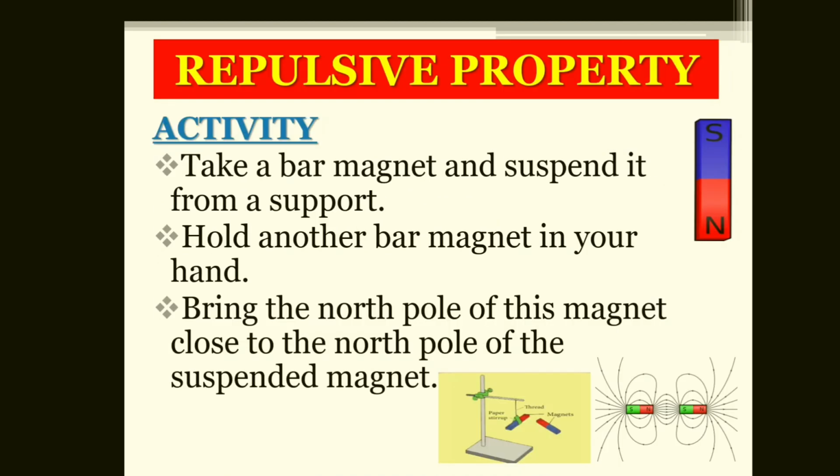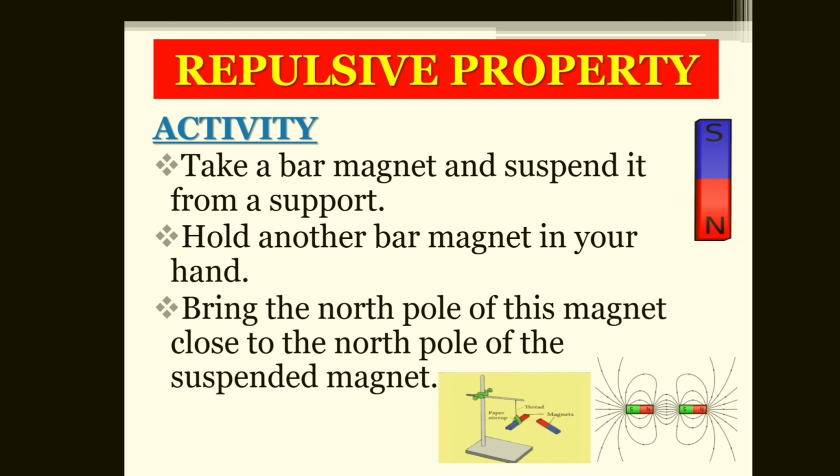Repulsive property, activity. Take a bar magnet and suspend it from a support. Hold another bar magnet in your hand. Bring the north pole of this magnet close to the north pole of the suspended magnet. So let us see what happens.